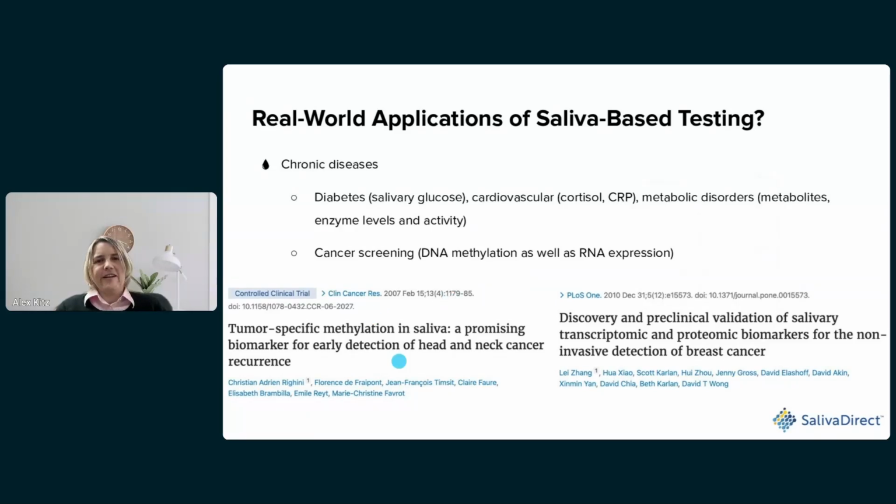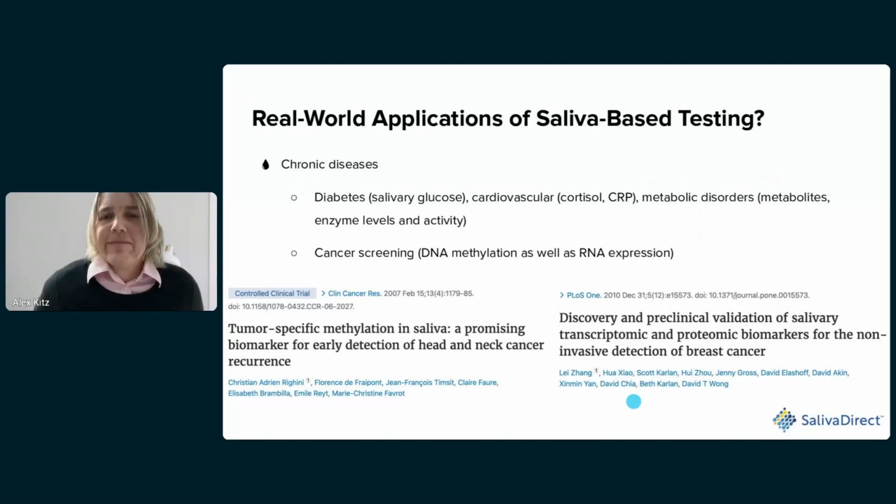So on this left-hand study, they focus on head and neck cancer and tumor-specific methylation in saliva as a biomarker. And the group on the right-hand side, led by Dr. David Wong, focused on an RNA expression profile that differs between saliva samples of breast cancer patients versus healthy controls.